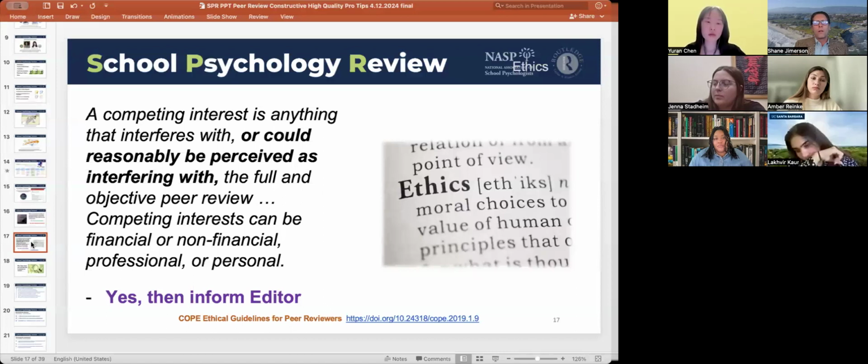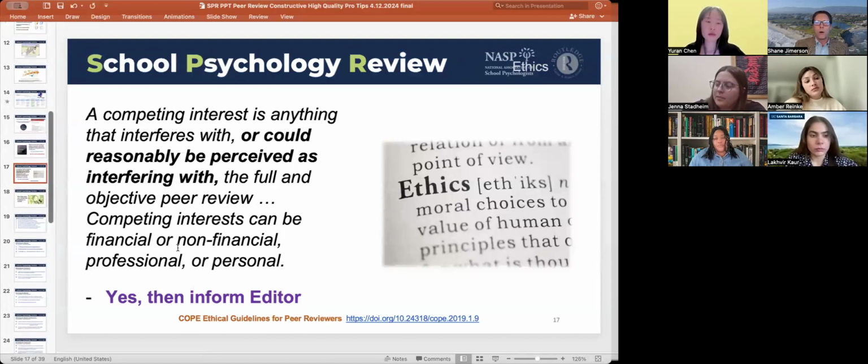then overall, if there's anything that could reasonably be perceived as interfering with your objective review, then inform me as the editor. Okay, so let me know, and then we can have you unassigned to that, uninvited, so to speak, from that manuscript. And I also sent out the COPE guidelines, the COPE ethical guidelines for peer reviewers, just to recognize that this is an important piece. So if you have any competing interest or anything that interferes with you providing an objective review on a paper, let us know.